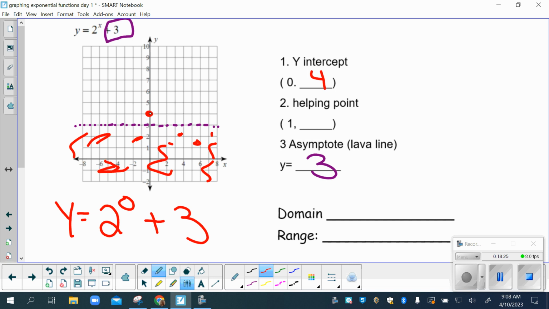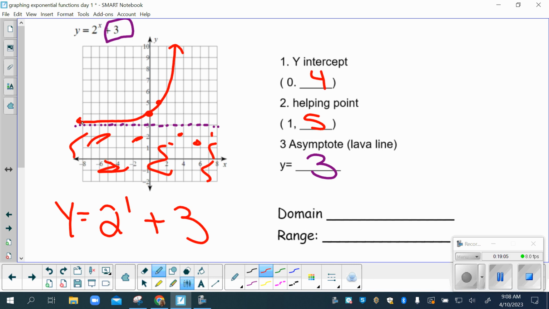Remember what I said? It's 1 off the lava line. It's not on the lava line. It's right above the lava line. Now I need one more helping point. So here we go. Nice and easy. We're going to plug in 1. 2 to the first power is 2, plus 3 more is 5. So I'm going to go right here. Now I kind of know where the up part is. The up part is here. And now I know where the down part is. It's here, but don't touch the lava.